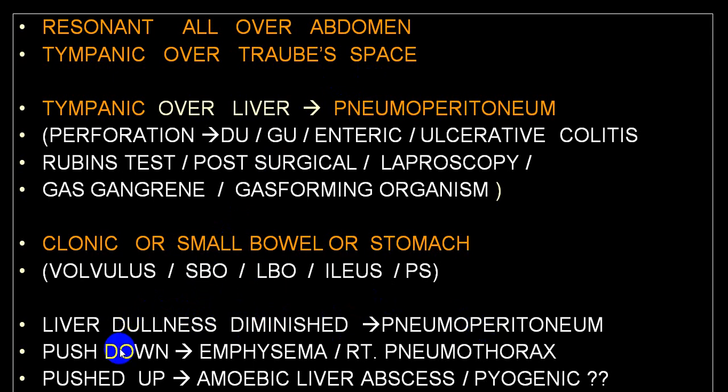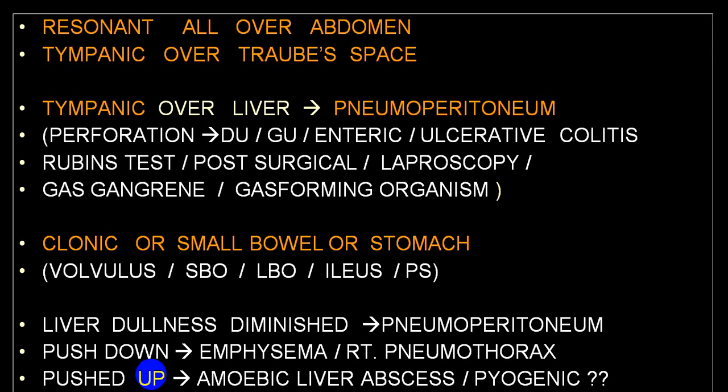If the diaphragm is pushed down because of emphysema or right-sided pneumothorax, then on that side also the upper border of the liver will be pushed down. The upper border of the liver will be pushed up if there is an amoebic liver abscess, because it is usually in the right lobe of the liver. Even pyogenic liver abscess is common in the right lobe. So the upper border of the liver will be pushed up. It will be tender. This has to be kept in mind.